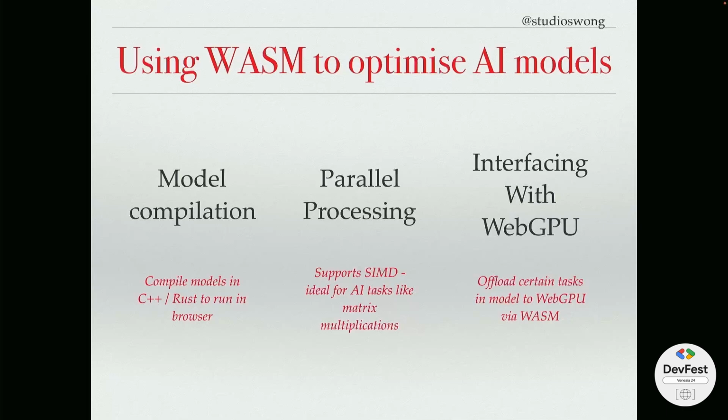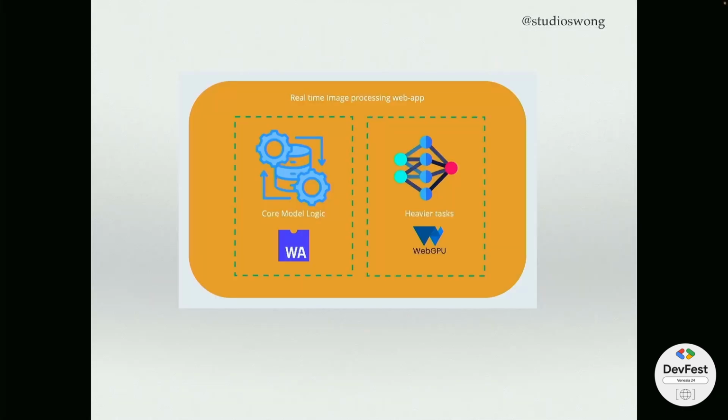So in this case, for example, let's say you have a real-time image generation app. Wasm can handle a lot of the model logic. For example, you can pre-process all these images and run the matrix operations, while WebGPU accelerates the heavier tasks like neural network inference.